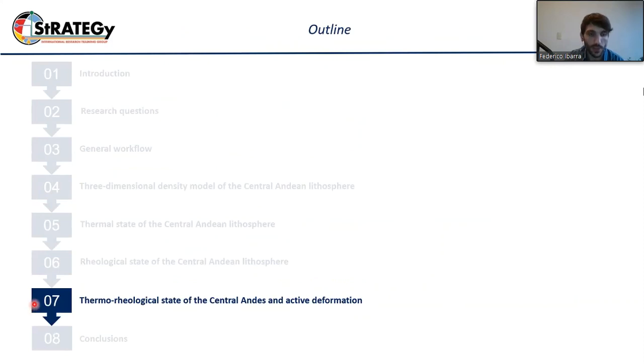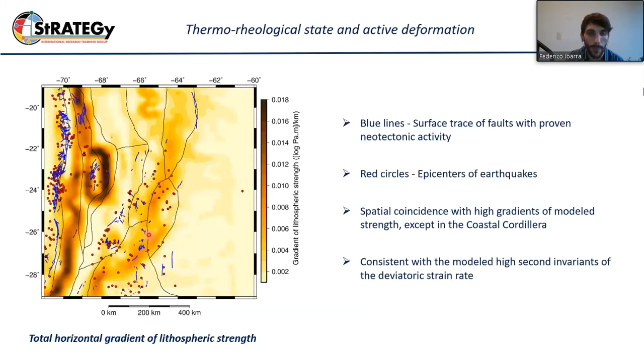In order to analyze the relationship between the thermorheological state of the central Andes and the active deformation processes, the distribution of earthquakes and faults was compared against the model distribution of strength. For that, I compiled surface traces of faults with proven neotectonic activity, shown in blue, and the epicenters of earthquakes, represented by these red circles. And there's again a special coincidence of these reported seismic events and active faults with the high gradients of model strength. And these are well consistent in the background with the model high second invariant of the deviatoric strain rate. These observations support the hypothesis that the lateral contrast or heterogeneities of the crust may favor a strong localization of strain.